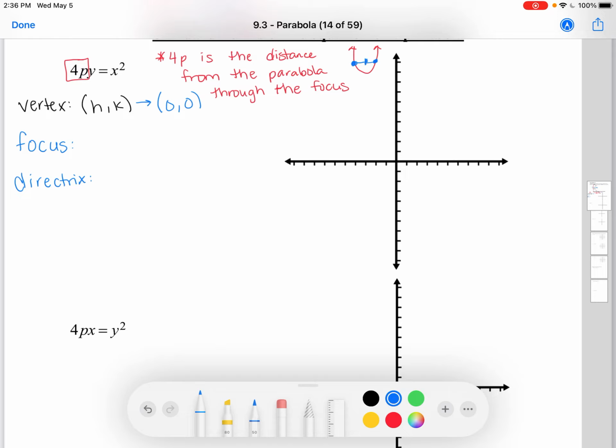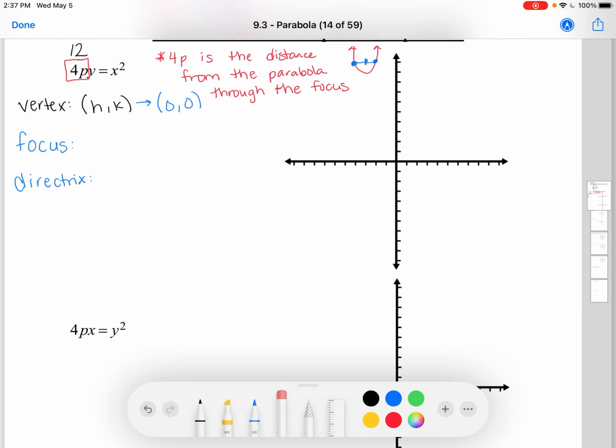Okay, and the great thing about the 4P value is once I figure out what the real P is, depending on what that value is. So for example, if 4P was replaced with a full 12, then as soon as I take the 4 out of the picture and I divide it out by 4, the remaining P value would be 3. So whatever the single P value is, that will be our focus and directrix information. So that's going to tell us how far from the vertex the focus as well as the directrix are going to be.